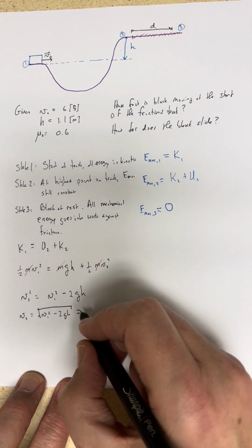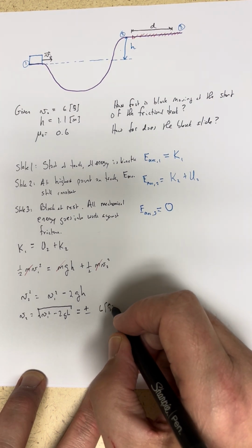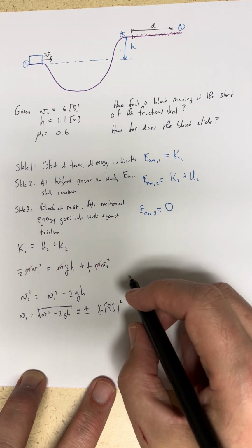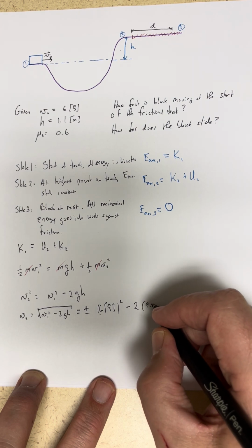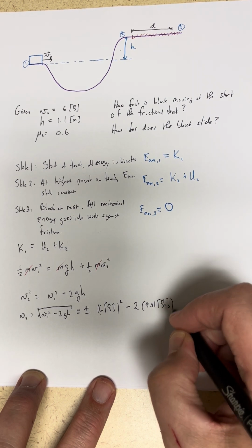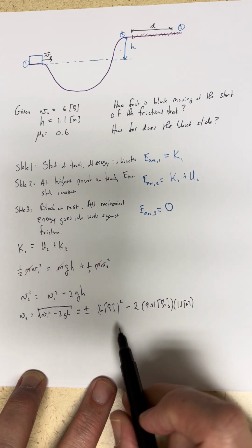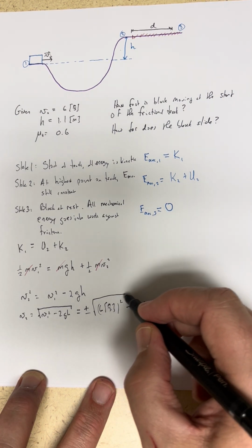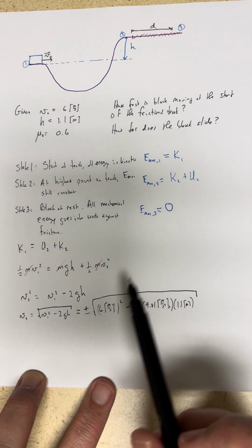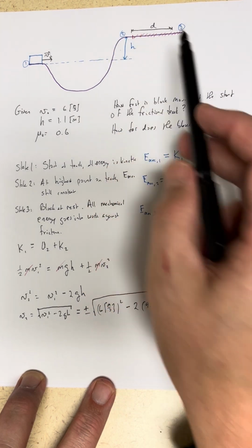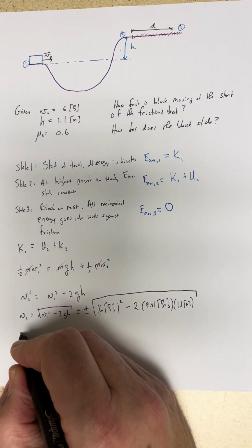And just pop in numbers. Plus or minus the square root of 6 meters per second quantity squared minus 2 times 9.81 meters per second squared, and that height was 1.1 meters. So it does make it that high. I won't wind up with an imaginary number here. And then obviously we're asking for a speed, so it's just the plus sign that makes sense out of the two possible roots.